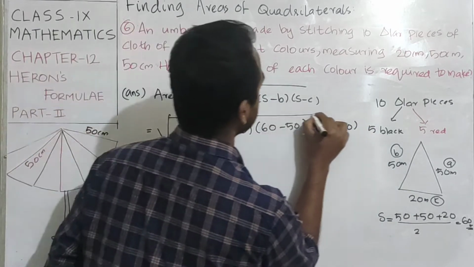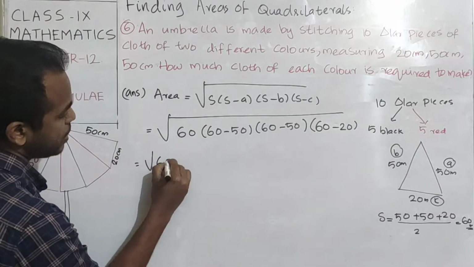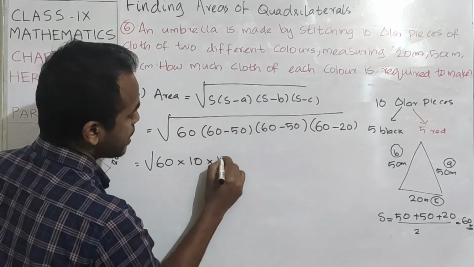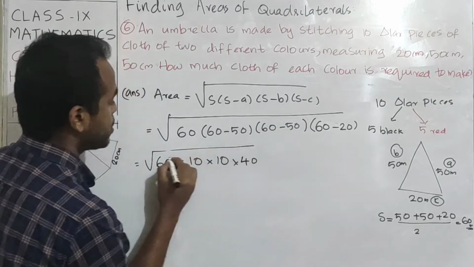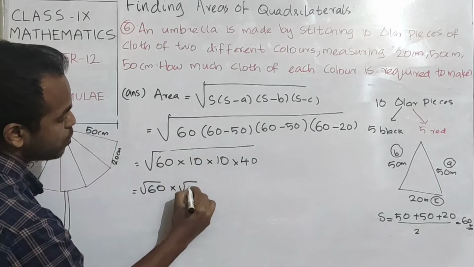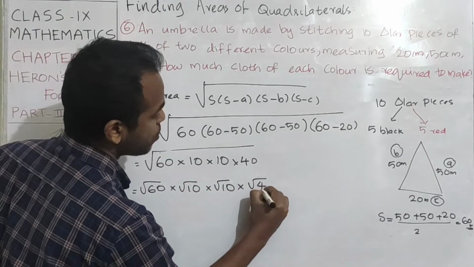So that is the answer. We will get the answer if you solve this one. Now the answer will be 60 into 60 minus 50 is 10, into 60 minus 50 is again 10, into 60 minus 20 is 40. Now as we have been doing, let's split the terms. Root 60 into root 10 into root 10 into root 40.